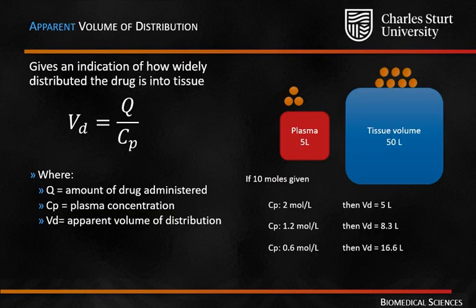And finally, we can take that even further with a plasma concentration of 0.2, and we end up with a volume of distribution around 50 liters. So most of the drug now is found in the tissue space and not very much is found in the plasma itself.